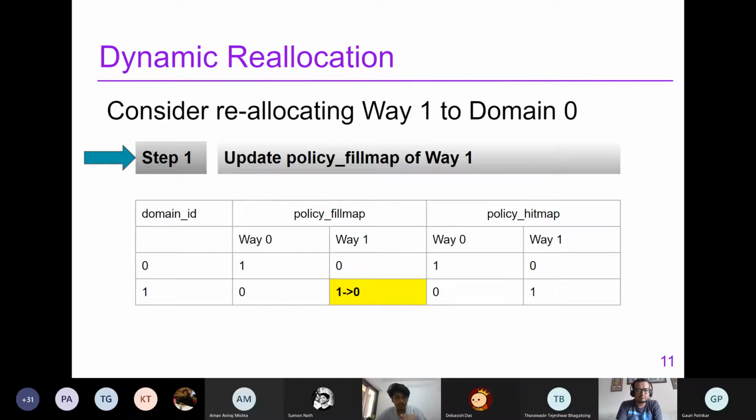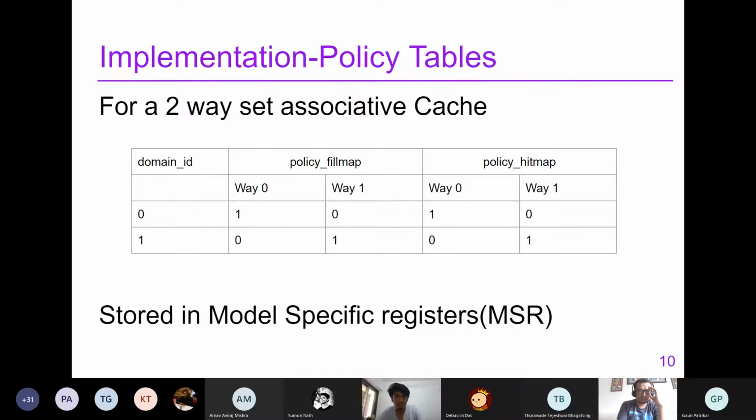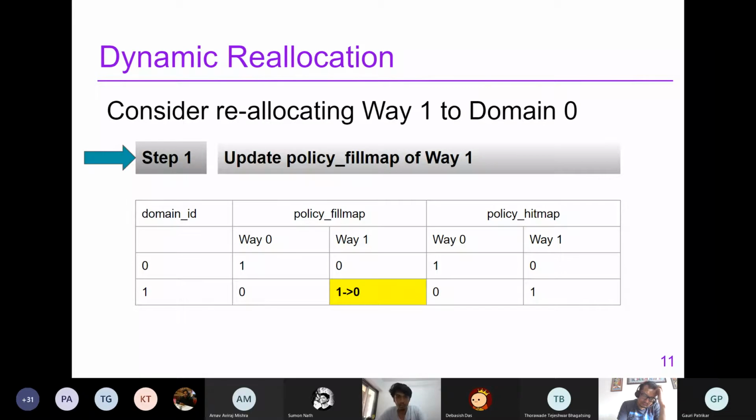The example that I'll be using to explain this is reallocating way 1 to domain 0. Here, way 1 was allocated to domain 1, but now I'll be allocating it to domain 0. First thing we do is update the policy fill map of way 1, because we are going to reallocate it to some other domain, so we don't want domain 1 to write here. So this goes from 1 to 0.